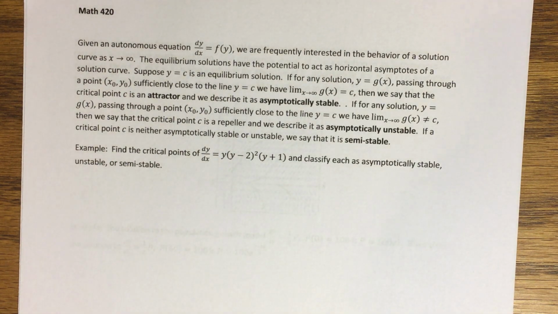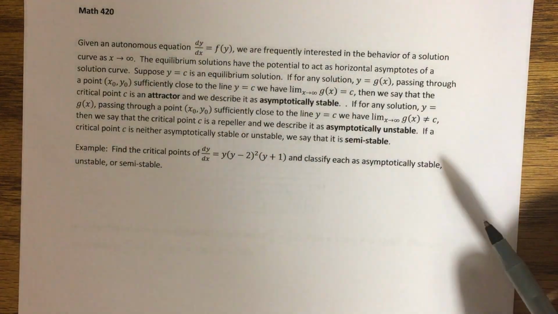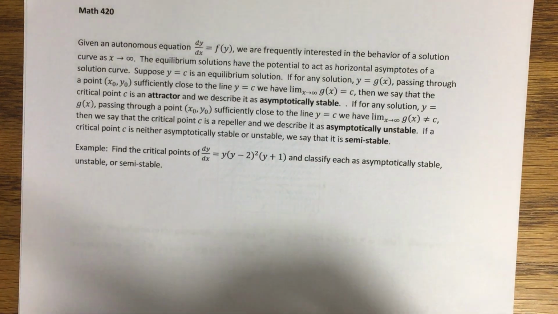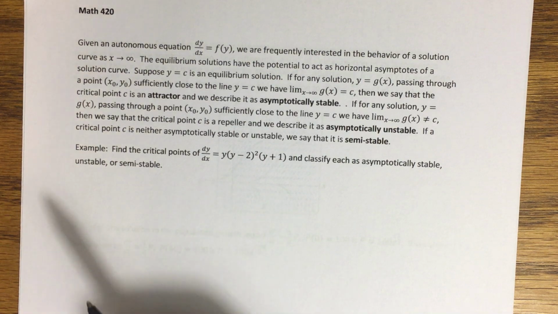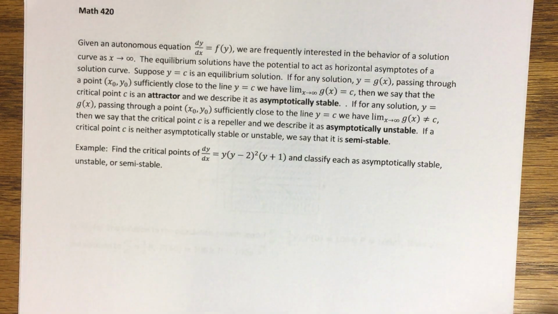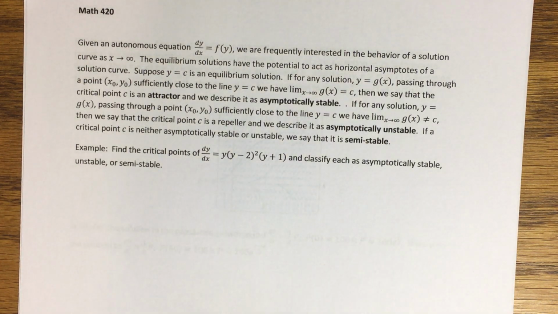On that topic, I mentioned that those equilibrium solutions are acting as horizontal asymptotes. Sorry, let me back that up. What is a horizontal asymptote? Well, in the graph of a function, a horizontal asymptote is telling you what value a function is approaching as x approaches either positive infinity or negative infinity.